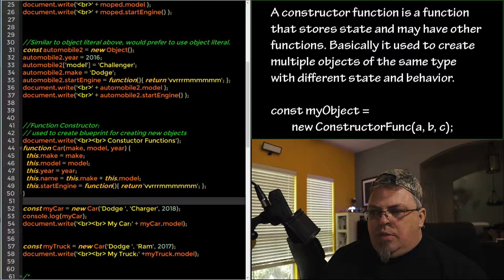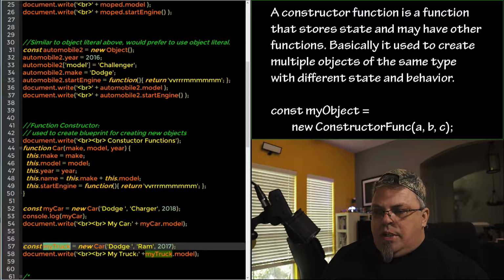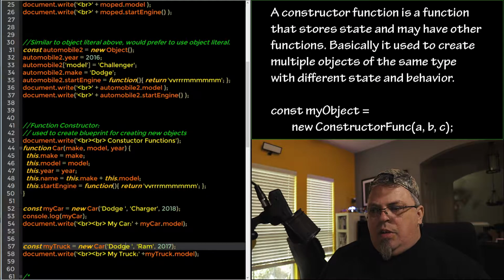So very simple. Now, to instantiate that constructor function, you basically assign a variable to new and then the name of the constructor function, in this case Car, and I pass in these values, and then I document.write it out, and then I come down here and I do the same thing for my truck, and I pass in different values, and both of these objects can exist at the same time in memory. This is a very clean way of creating multiple objects of the same object type.